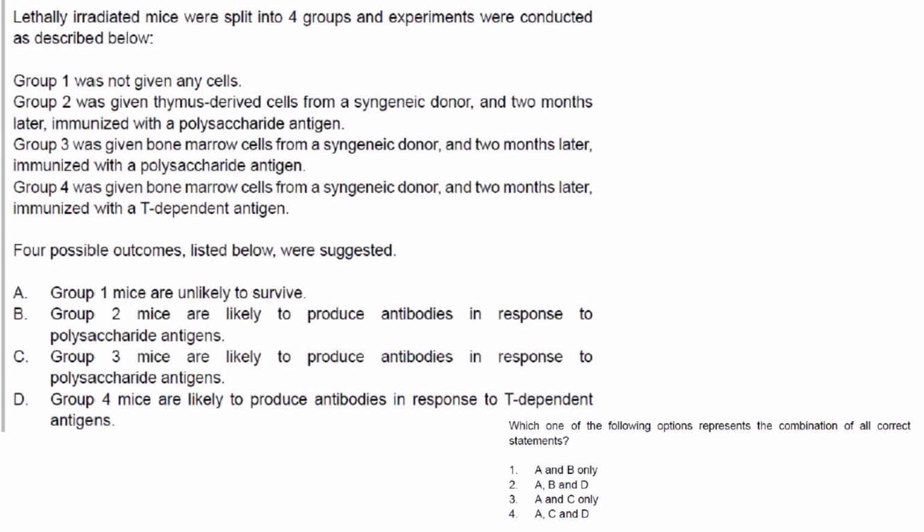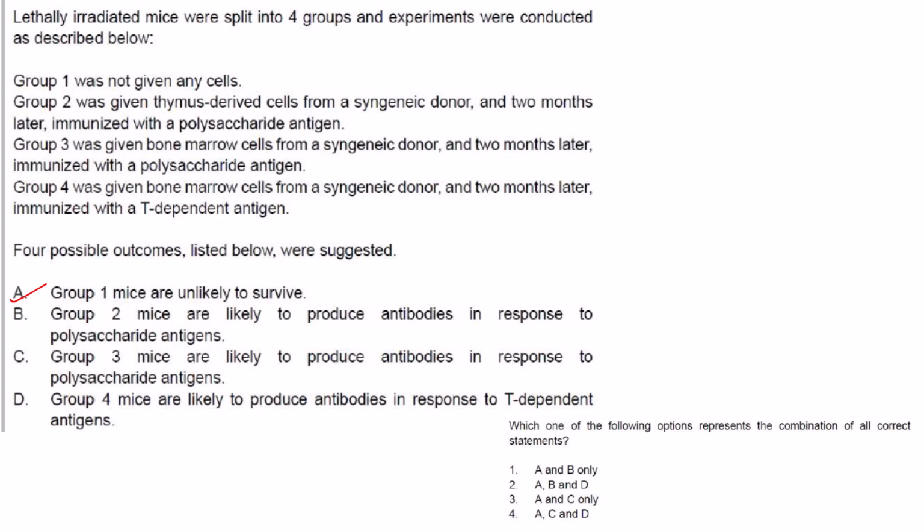So 4 possible outcomes listed below were suggested. Group 1 mice are unlikely to survive. Now what is group 1? Group 1 are not given any cells. So there is no immunity for that mice. Naturally it will die. So that makes A correct. A correct means okay. In all options A is correct.